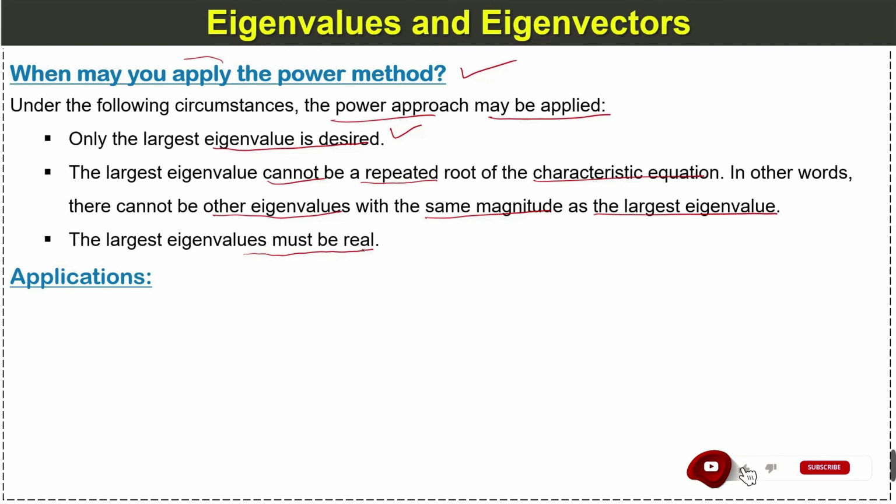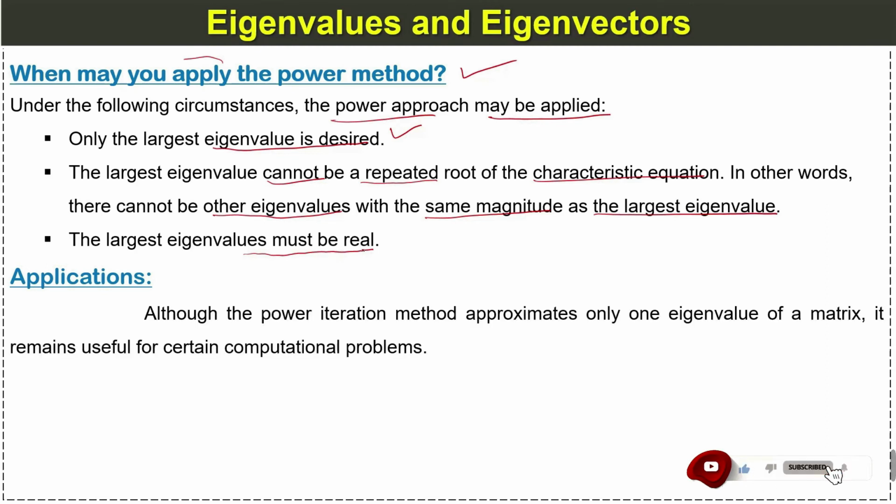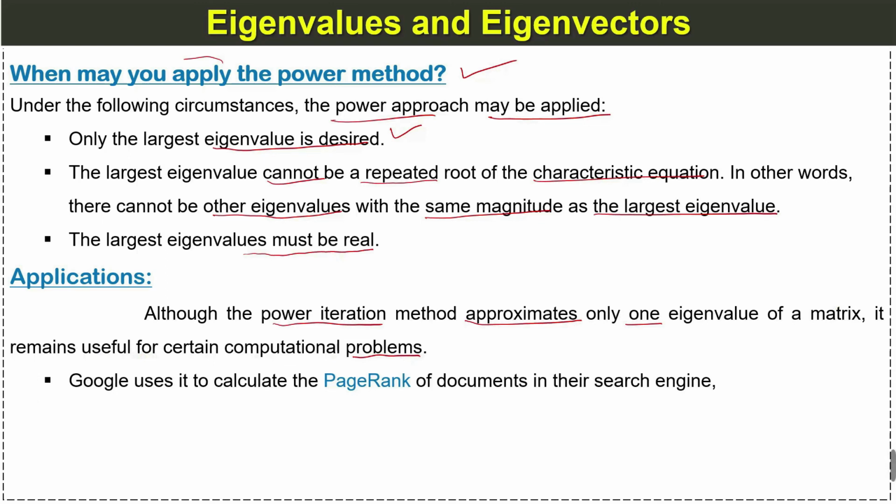Okay, so next we have the applications of the basic power method. Although the power iteration method approximates only one eigenvalue, that is the largest eigenvalue of a matrix, it remains useful for certain computational problems. First, Google uses it to calculate the page rank of the documents in their search engine.